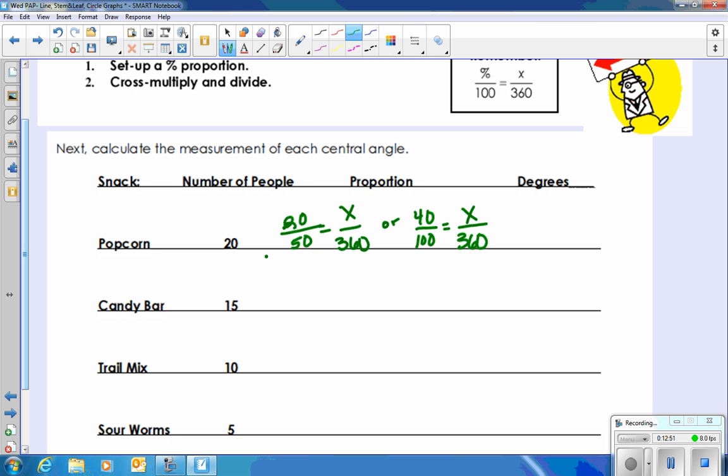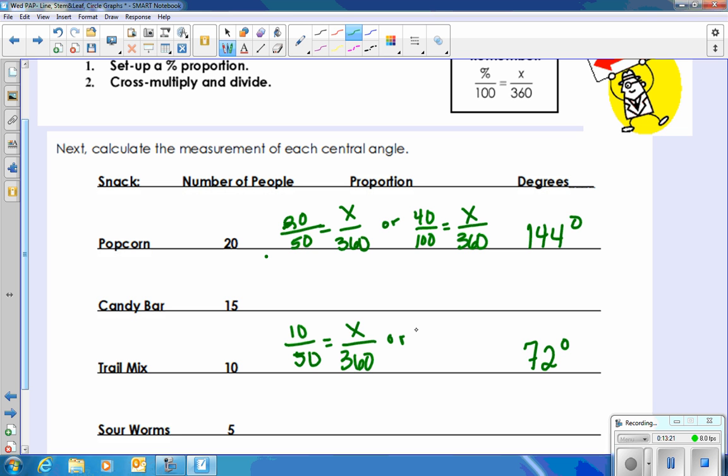So 40 times 360 is 14,400. If you divide that by 100, you get 144 degrees. Okay. So therefore, I already know what 10 is going to be because that's half of 20. So half of 144 is 72. So you should always be double checking or trying to find shortcuts to do your work so that you don't have to spend a whole bunch of time multiplying.